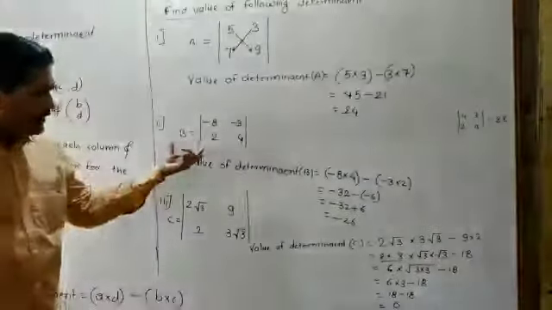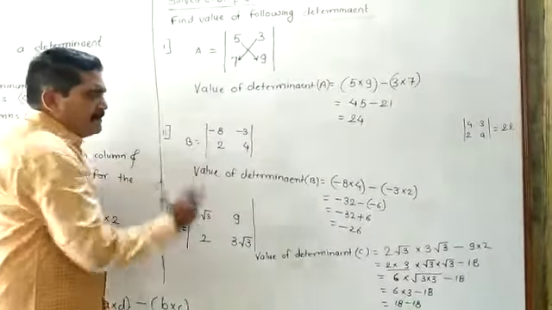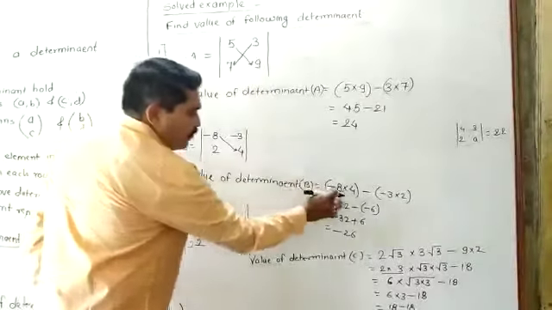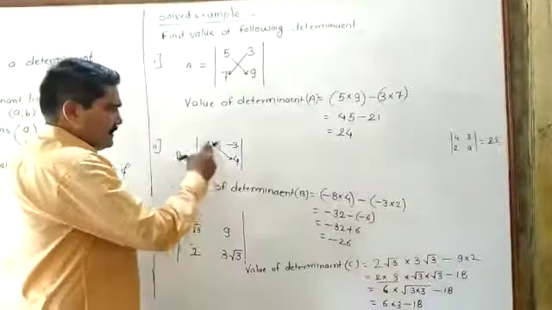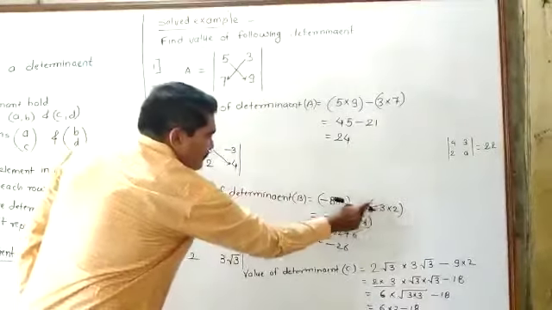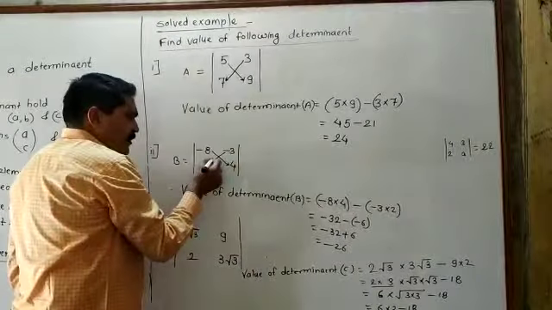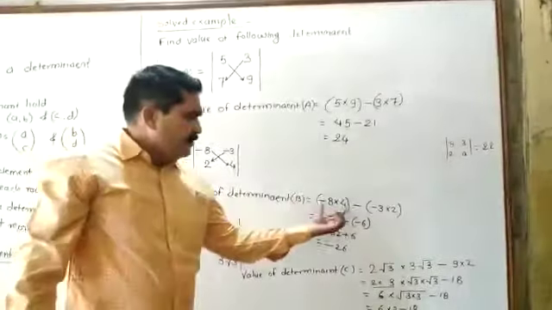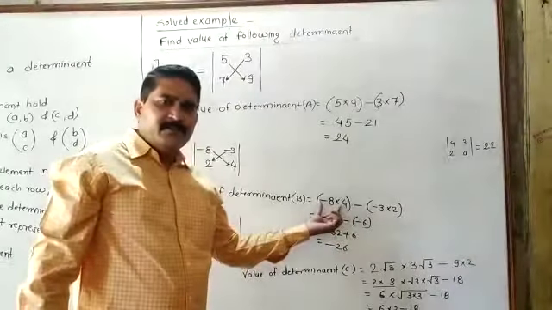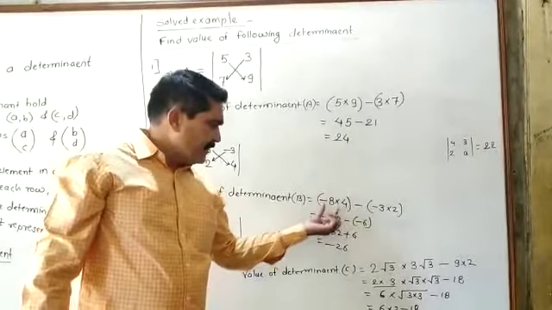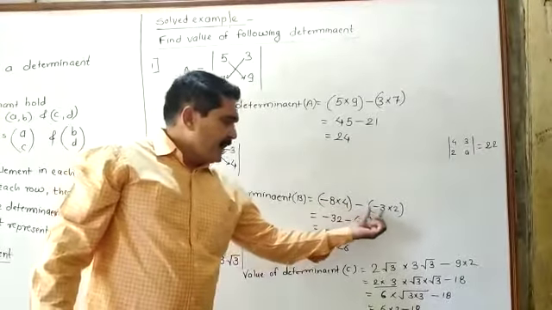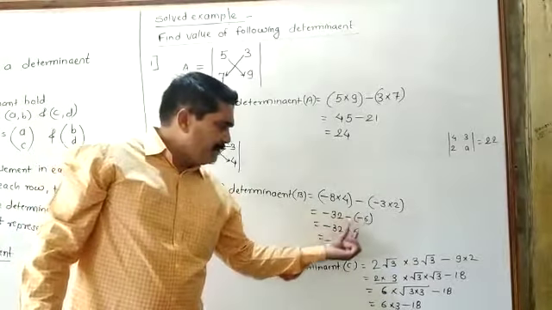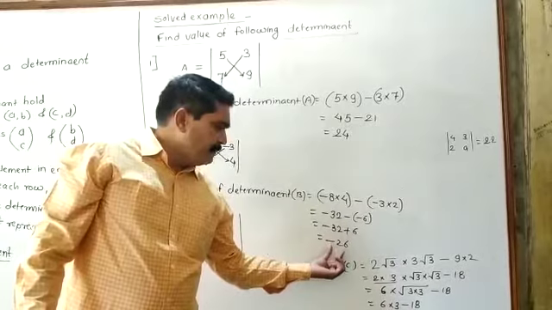After that you have to solve this example. This is determinant B. You have to draw the arrows pointing downside: minus 8 multiplied by 4, minus, in bracket, minus 3 multiplied by 2. You have to use the rules of multiplication. If one number is positive and another number is negative, the product is negative. 8 4s are 32 and 3 2s are minus 6. So minus 32, minus, minus multiplied by minus is equal to plus.